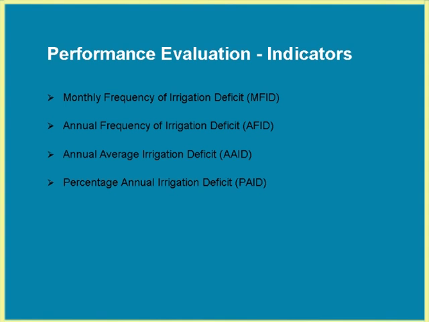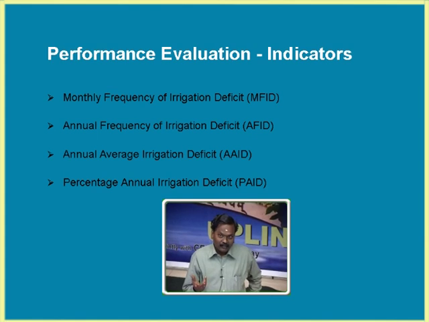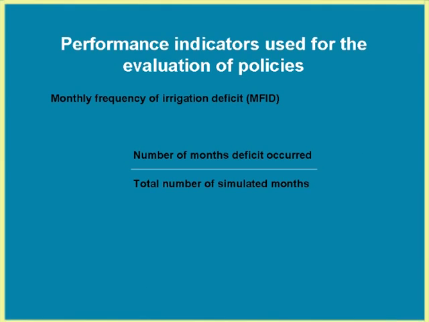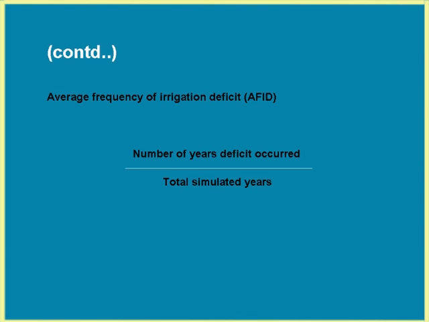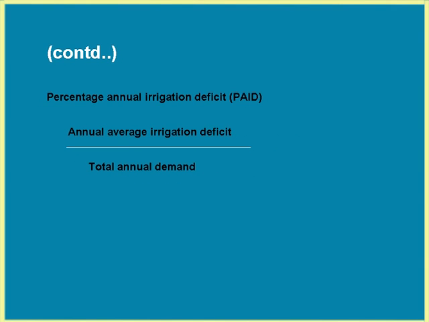These are the four performance indicators we have considered. First one is the monthly frequency of irrigation deficit: how many months deficit has occurred over the simulated period. Then the annual frequency, because in the same month of the same year, deficit might have occurred two times, but annually it is counted as one. Or if there are 2 months, one this year and one next year, then annual is also two. It will give you how many years the deficit has occurred. And this is in terms of million meter cube, the quantity of deficit, and this is in terms of years. I think this is ratios, number of years.